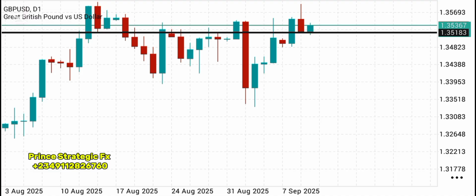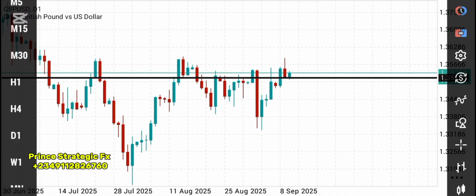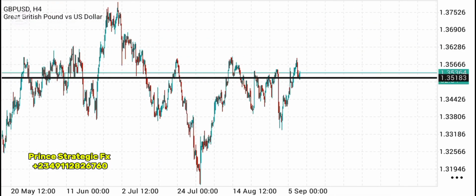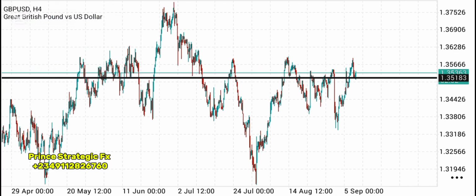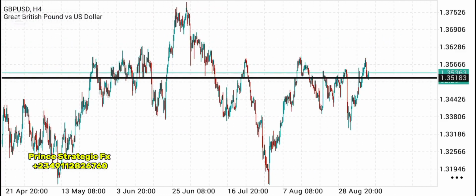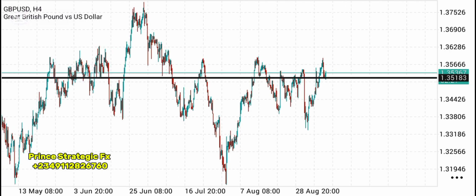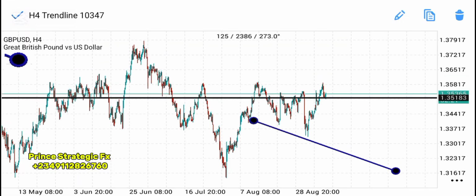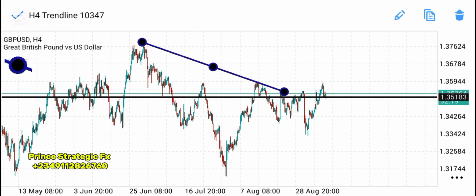Now once you've done this, you're going to go to H4, and you're going to zoom in entirely so no one can see your chart. You're going to start with drawing a trend line, and for me I can see a trend coming downwards just like this.